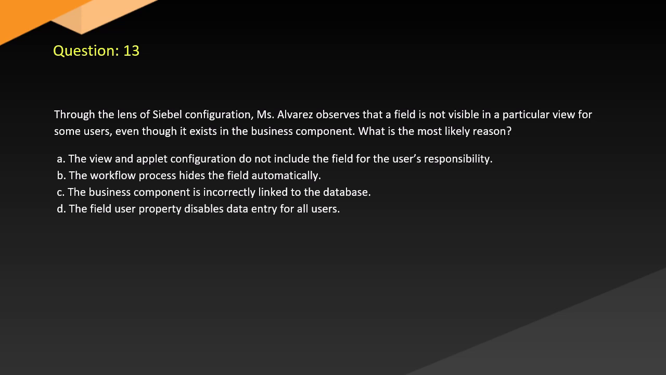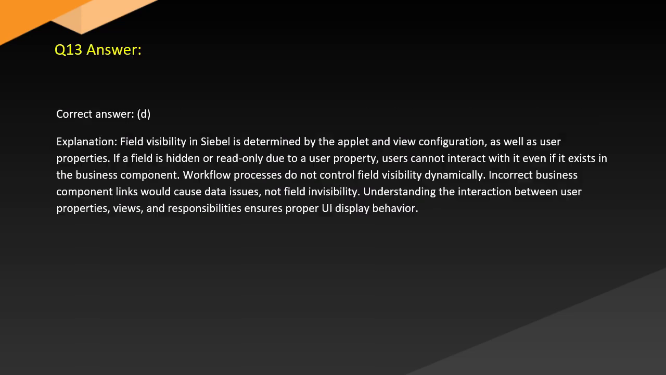B. The workflow process hides the field automatically. C. The business component is incorrectly linked to the database. D. The field user property disables data entry for all users. Answer. Correct answer. D. Explanation.